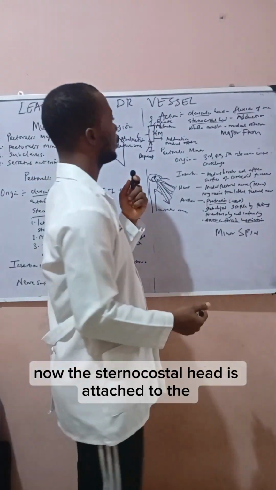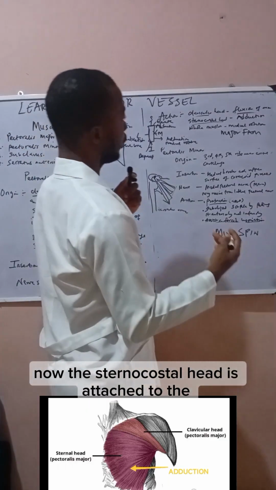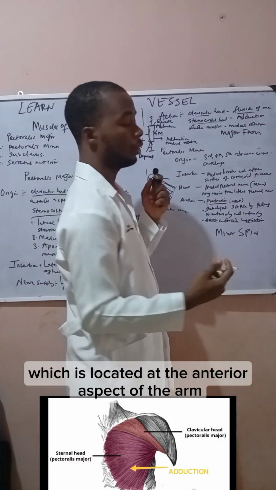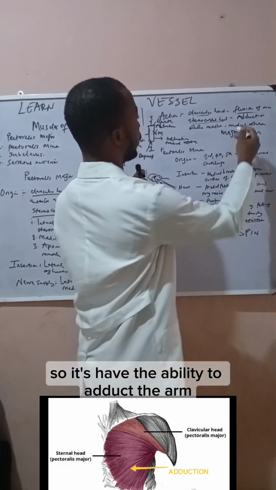Now the sternocostal head is attached to the intertubercular groove, which is located at the anterior aspect of the arm, so it has the ability to adduct the arm.